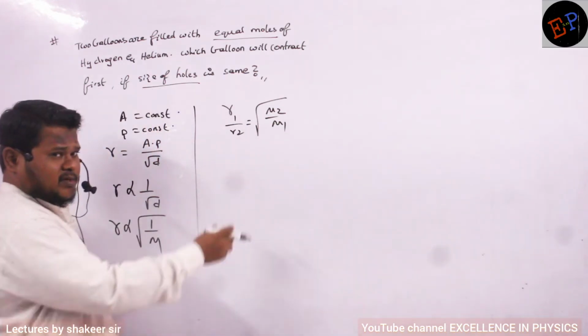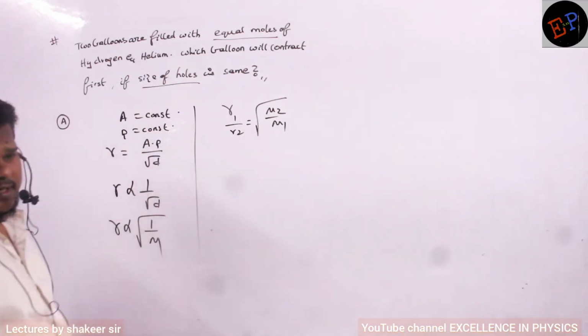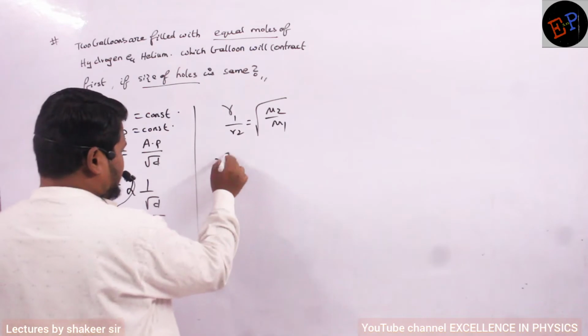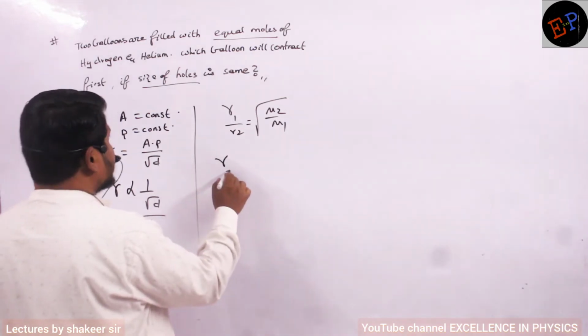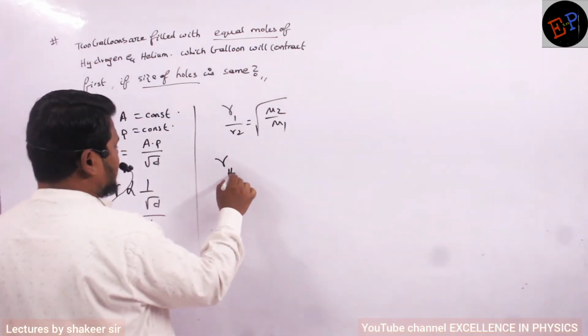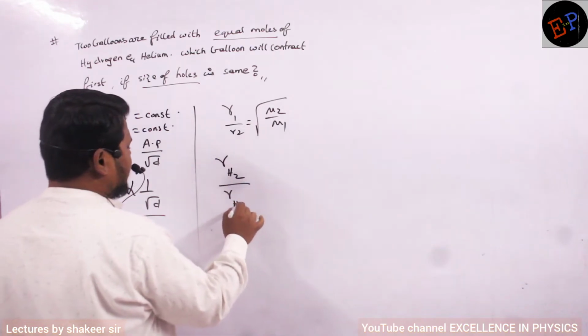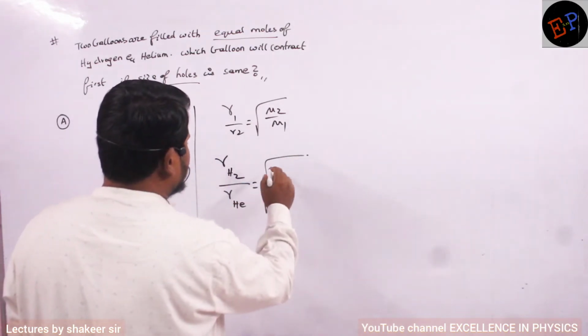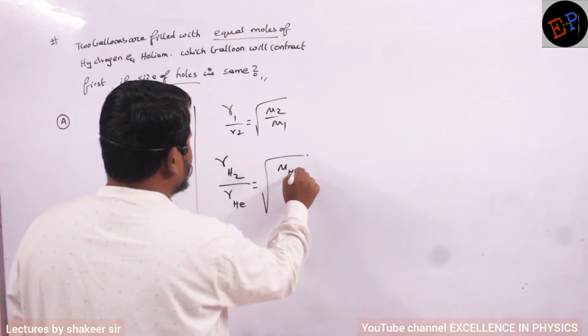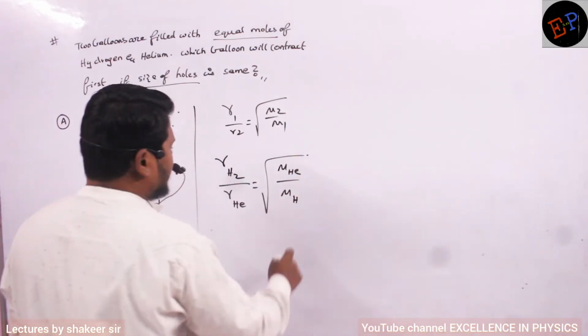This is how I am comparing two gases, no? Definitely I can write like this. So rate of diffusion of which gas? Hydrogen gas divided by rate of diffusion of helium gas is equal to square root of molecular weight of helium gas divided by molecular weight of hydrogen gas.